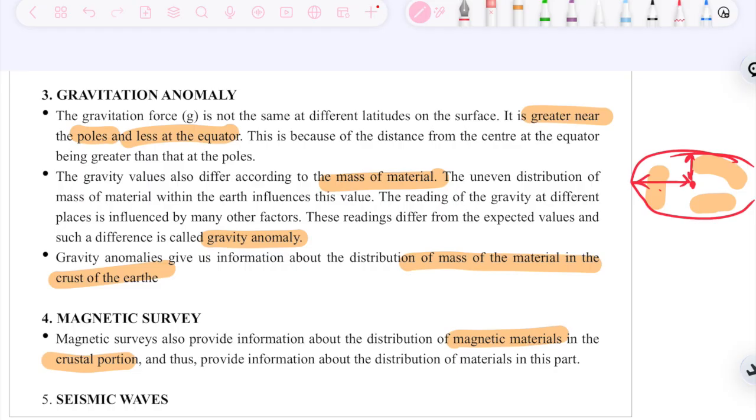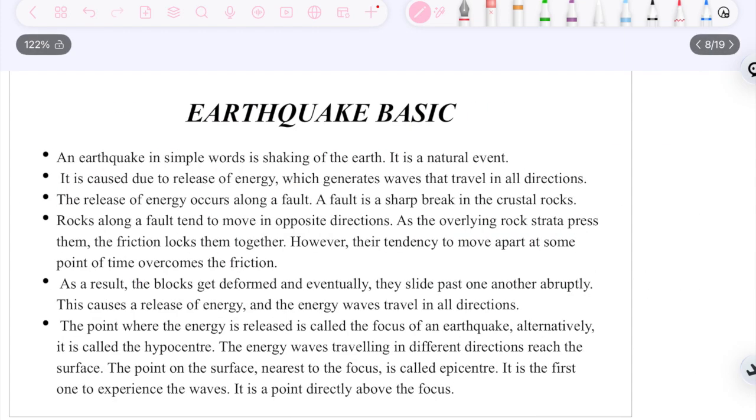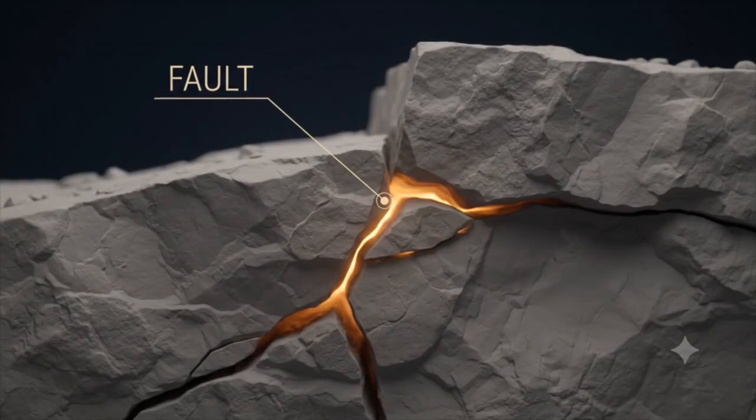And the fifth point is seismic waves. We will be dealing with seismic waves in quite detail in the upcoming slides. So the next topic that we have to start is basically earthquake. Before studying earthquake, let's see a video.